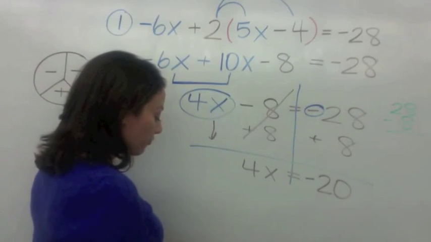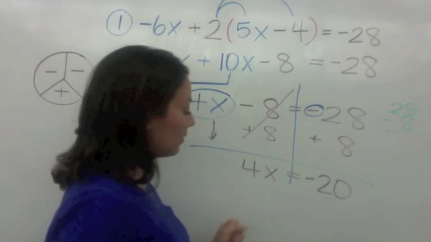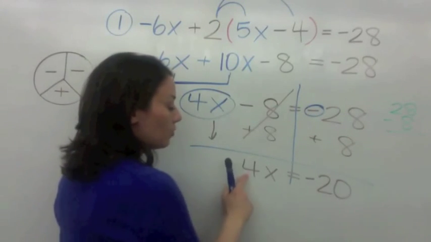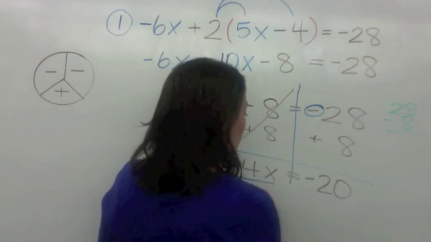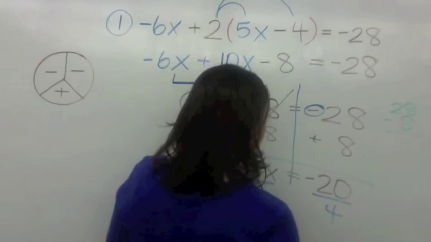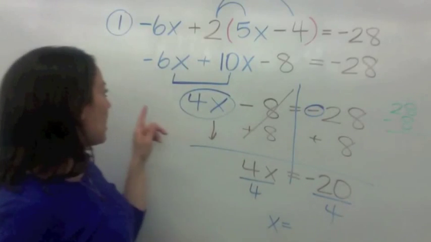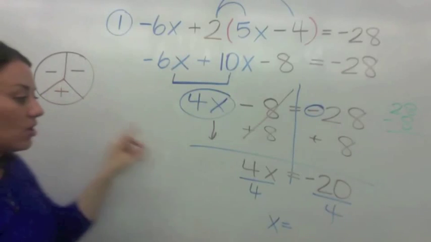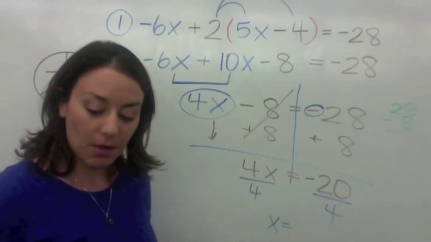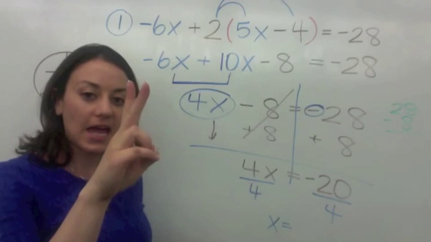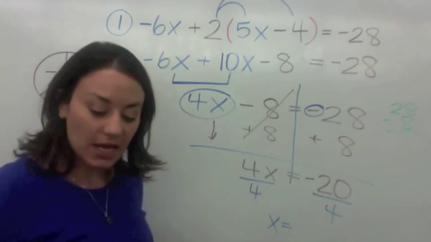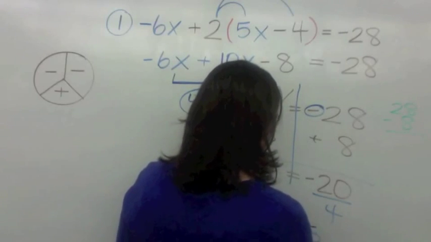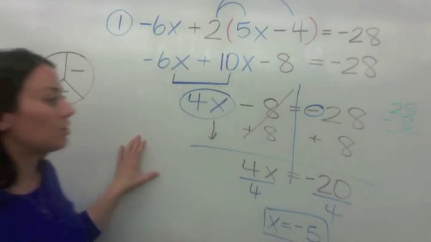Good. So 4 and X are married. They don't want to be together anymore, so Miss X wants to get rid of who? She wants to get rid of 4. So you divide both sides by 4. And this is where you have to remember a negative divided by a positive is negative. So what is negative 20 divided by 4? Skip count by 4 with me. Ready, go. 4, 8, 12, 16, 20. So the answer is negative 5. Very good. Okay, make sure you get this written down.